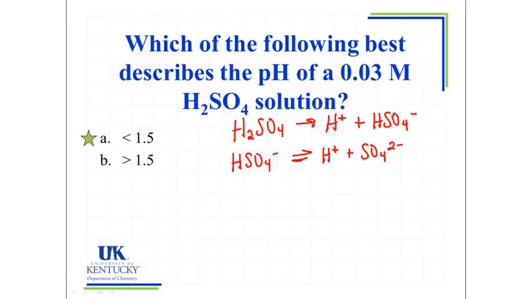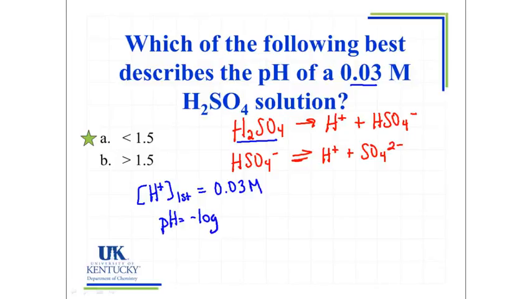If I go back to my problem, I know that the H2SO4 concentration initially is 0.03. Therefore, after the first ionization, the H plus concentration for my first step will be equal to 0.03 molar, the same as the initial concentration of H2SO4. And if I were to find the pH only from that amount of H plus, I would take the pH equals the negative log of 0.03, and I would find that pH equals 1.5.